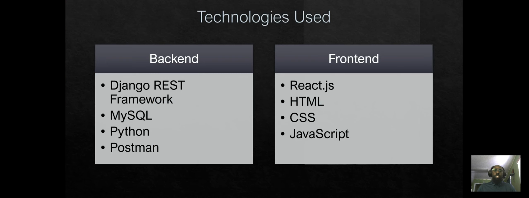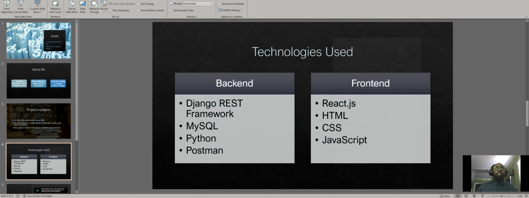So the technologies that I used on this project on the back end is Django REST Framework, MySQL, Python, and Postman, and on the front end I used React, HTML, CSS, and JavaScript. And now on to the project.